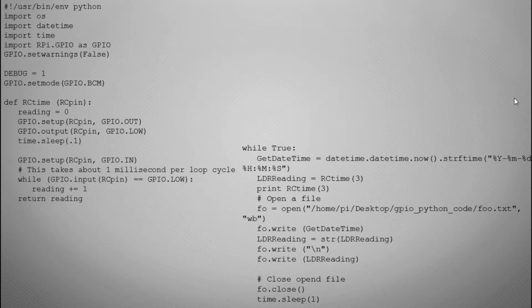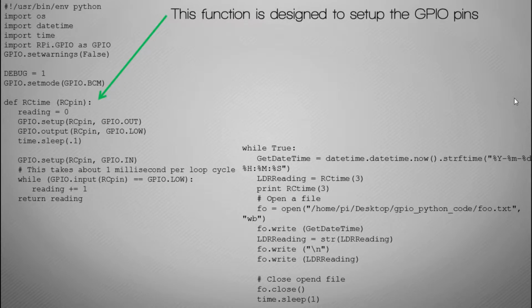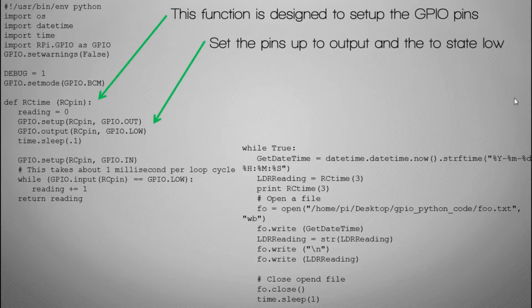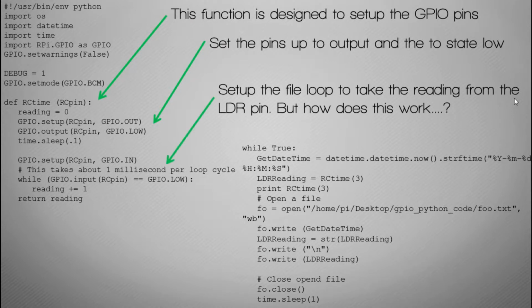So we have our standard code on the left hand side here. The first block you should be fairly familiar with, which is how to set up the Python interpreter and all the modules that we're using. This function here is designed to set up the GPIO pins. It is called slightly later in the script, and it goes through and sets all the pins to an output and to a low state. This section sets up the file loop and takes a reading from the light dependent resistor.